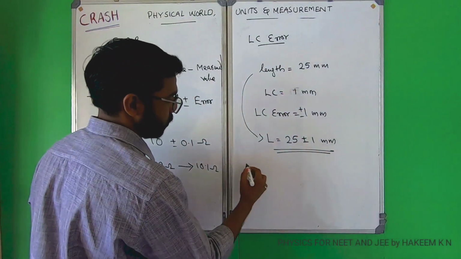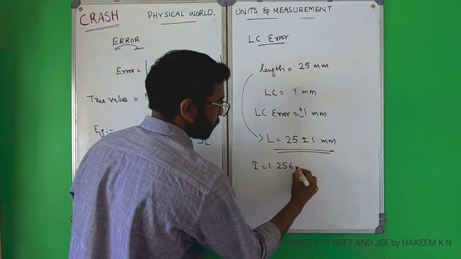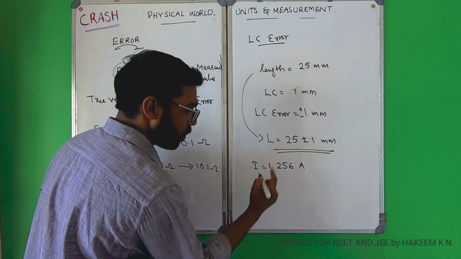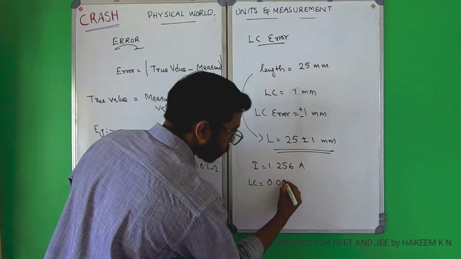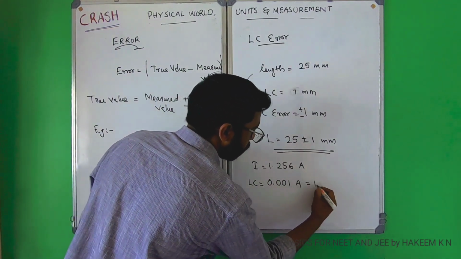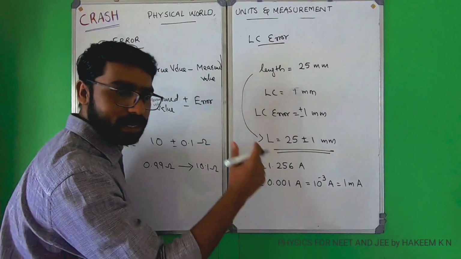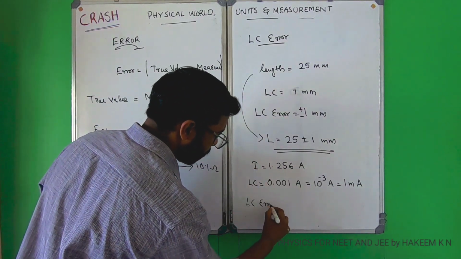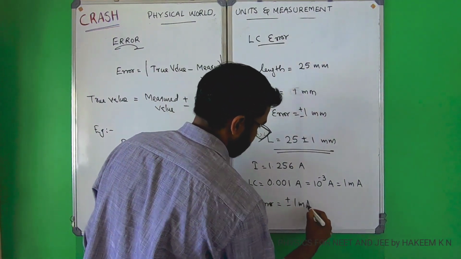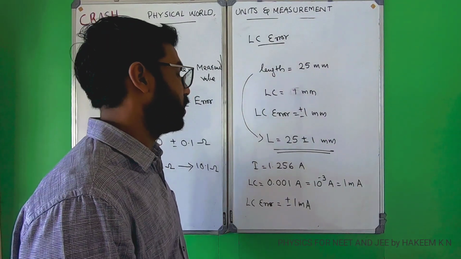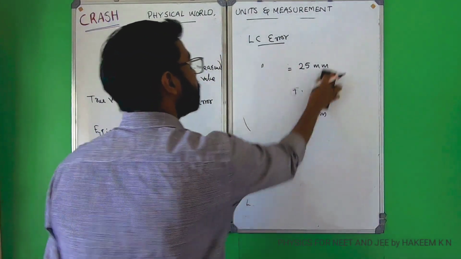Okay, one more example. Current I equal to 1.256 ampere. What is the least count here? Least count is 0.001 ampere or 10 power minus 3 ampere or 1 milliampere. It is the least count. What is the least count error here? Least count error is also 1 milliampere, plus or minus 1 milliampere, because it is the maximum possible error in careful measurements.